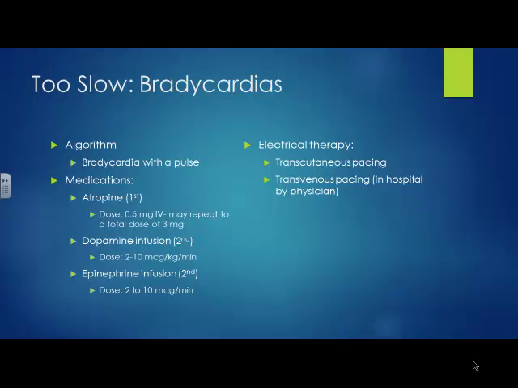Does that make sense? So when you're transcutaneous pacing, a couple of things that we've got to remember. The first thing is going to be lead placement. You've got to have all your leads on, and you've got to have your pads on, right? The other thing is that we can't just go by the monitor alone. We have to verify mechanical capture as well, all right?